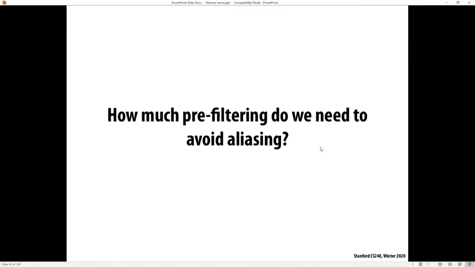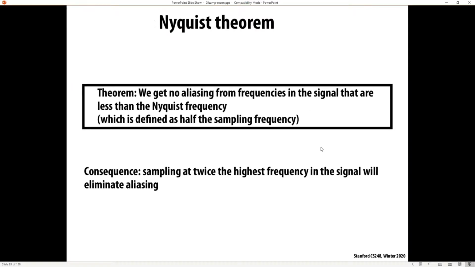So how much pre-filtering do we need to avoid this aliasing? Okay, this is called the Nyquist theorem. So this theorem says you're going to get no aliasing if we sample sufficiently for the signal. So we have a frequency called the Nyquist frequency, and that's defined as half of the sampling frequency. So whatever is our highest frequency in terms of sines and cosines, we need twice that many samples. And then we'll be able to get rid of the aliasing. That's what the Nyquist theorem says. So it tells us how much to cut off.